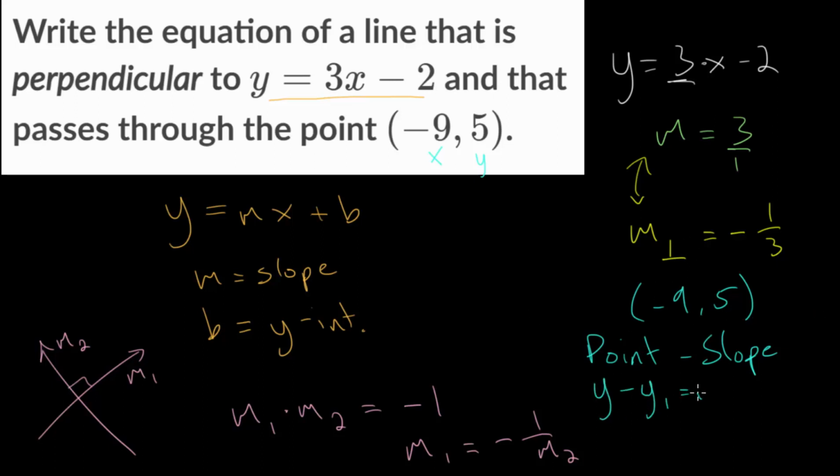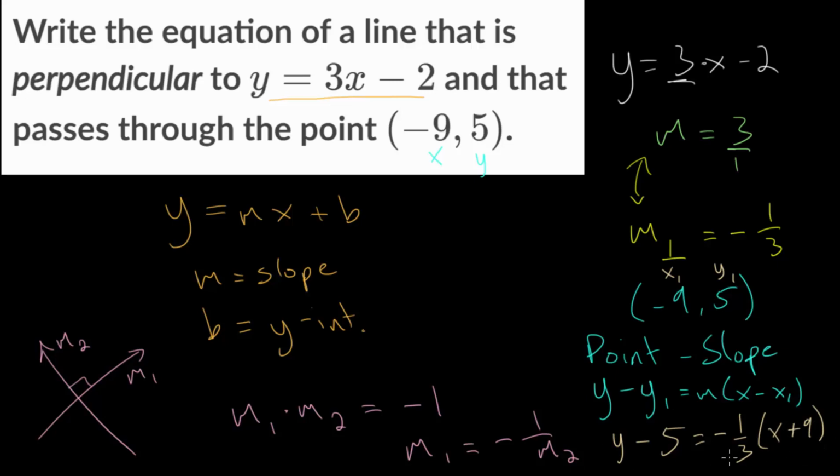Or we can use the point-slope formula: y minus y1 is m multiplied by x minus x1. We'll label our coordinate point here: -9 is x1 and 5 is y1. So let's now plug everything in. We get y minus y1, which is 5, is equal to m, the slope of our line, -1/3, multiplied by x minus x1, which is -9. And we're subtracting a negative, so that's the same as adding.